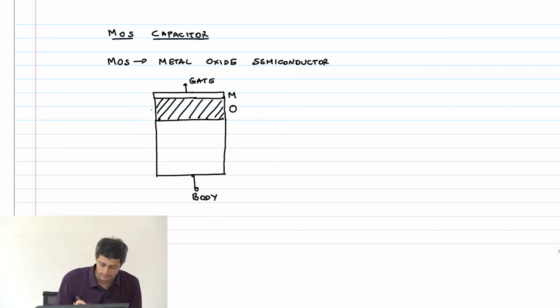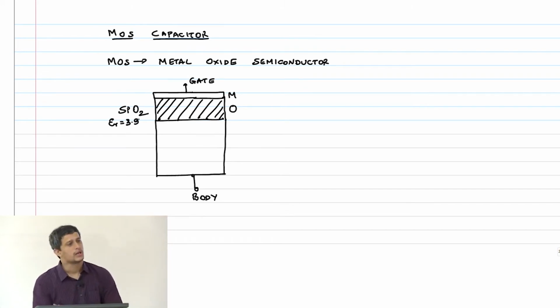So what is this oxide? It is basically silicon dioxide that has a relative permittivity epsilon r of 3.9. The advantage of silicon dioxide, like I told you last time, is that you just take a silicon substrate and you oxidize it and you get silicon dioxide. So the interface is going to be very clean between the oxide and the semiconductor. If you don't have a clean interface, as you will see later, that will lead to alterations in the threshold voltage. Therefore you have to ensure that the interface is as clean as possible.